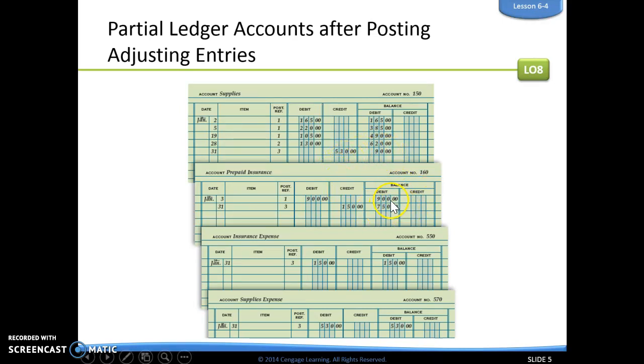Same thing with our insurance. Our insurance was $900. We made that adjustment of $150. So now our prepaid insurance is correct with a $750 balance. And then we have our expense accounts that have those balances in there.